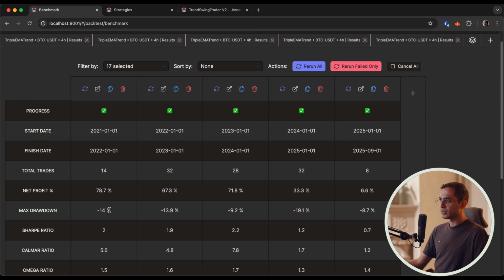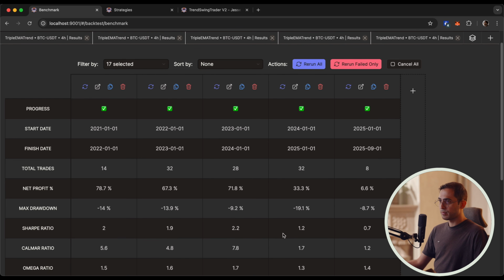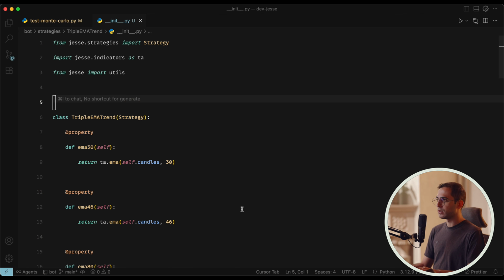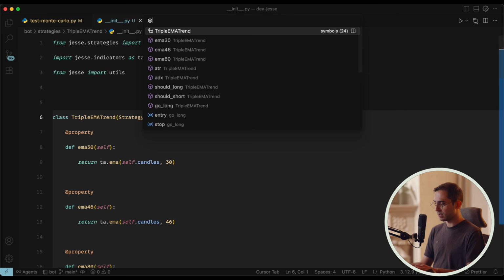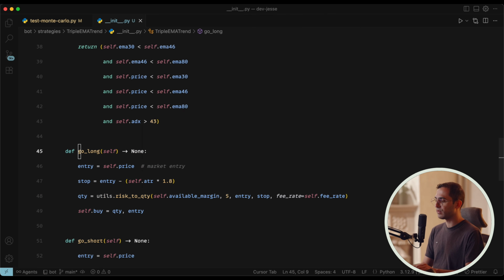So here is the max drawdown. You see all the numbers here. And then we can see the Sharpe and compare all of them together. Now, by the way, the max drawdown of the strategy is a bit lower than my risk tolerance. So we could even go and increase the quantity. So let's go to the go long method, for example, and we can multiply this quantity number by a certain multiplier, such as 2 or 1.5 or whatever you're comfortable with.